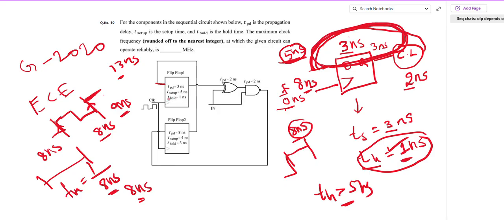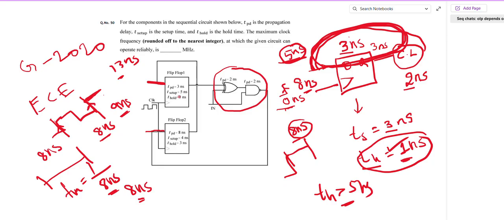Okay, so coming to this problem, here there are two flip-flops and there is some combinational logic. Okay. So first you need to calculate after applying a clock, after how much time the input for the first flip-flop is changing, after how much time the input for the second flip-flop is changing. And here if you look at this problem, setup time and hold time are different for both flip-flops.